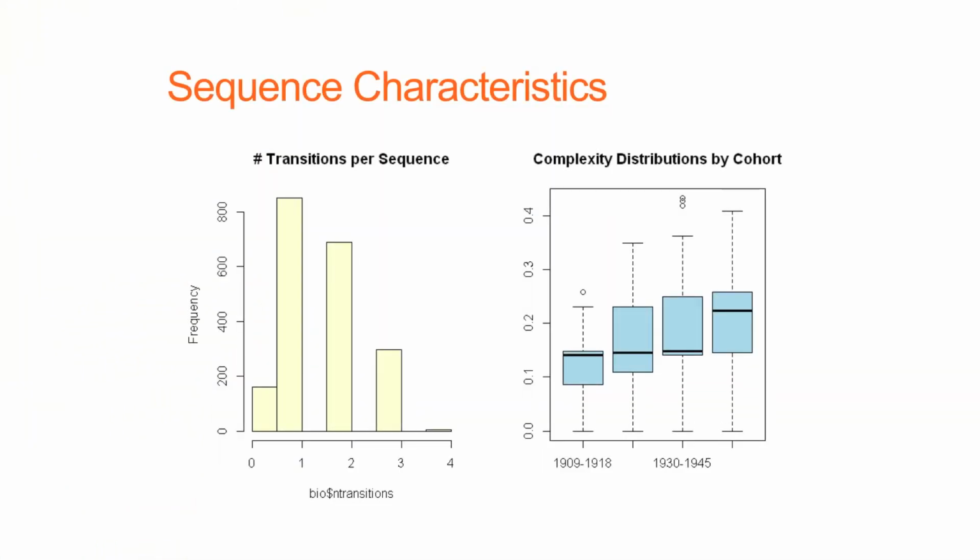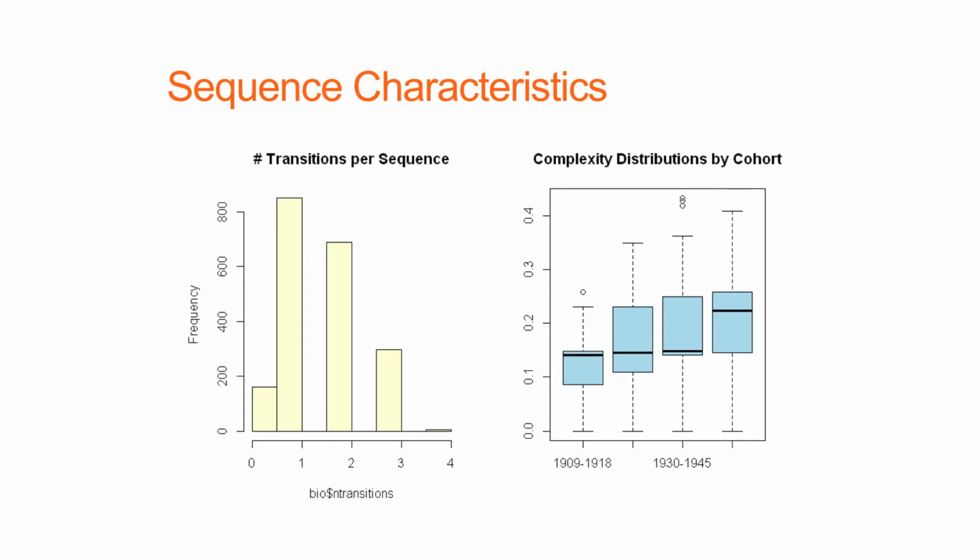So on the left, the bar chart shows the distribution of the number of transitions per sequence in the data set. So most people had one transition, or had 2 states during the 16-year period, and that ranged from having no transition, or being in the same state, to having 4 transitions, or being in 5 states.